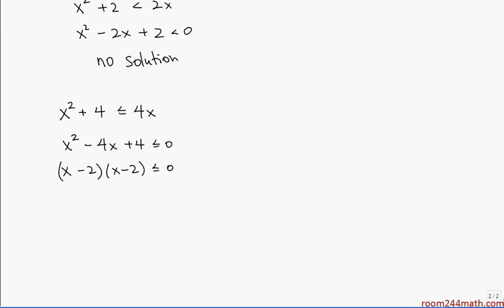And hopefully you've graphed enough of these to realize what this looks like. It has an x-intercept of 2, but it only has the one x-intercept. And of course, since it's facing up, that means that it comes down and goes back up again, touching the x-axis at a single point, 2.